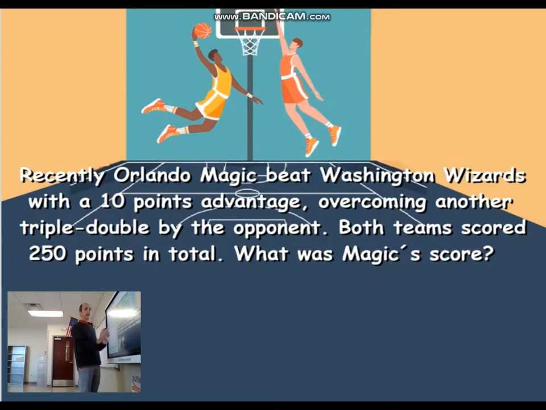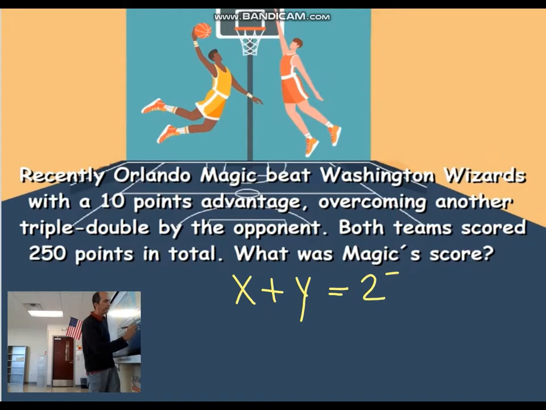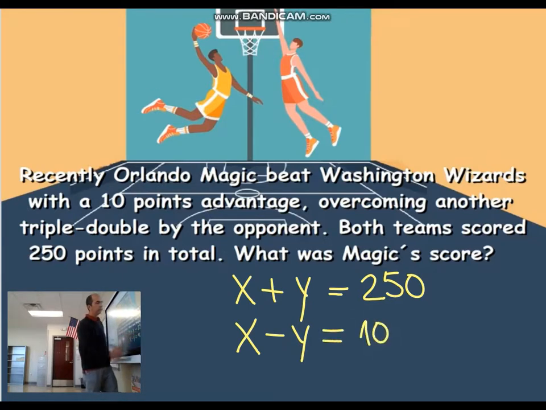And we can apply the knowledge that we just got from systems of linear equations. Let's say x is the score of Orlando Magic, and y is the score of Washington Wizards, right? If you add the scores, you know it's 250 points, right? But you also know that if you subtract the score of the Wizards from the score of the Orlando Magic that won the match, you have 10 points, right?